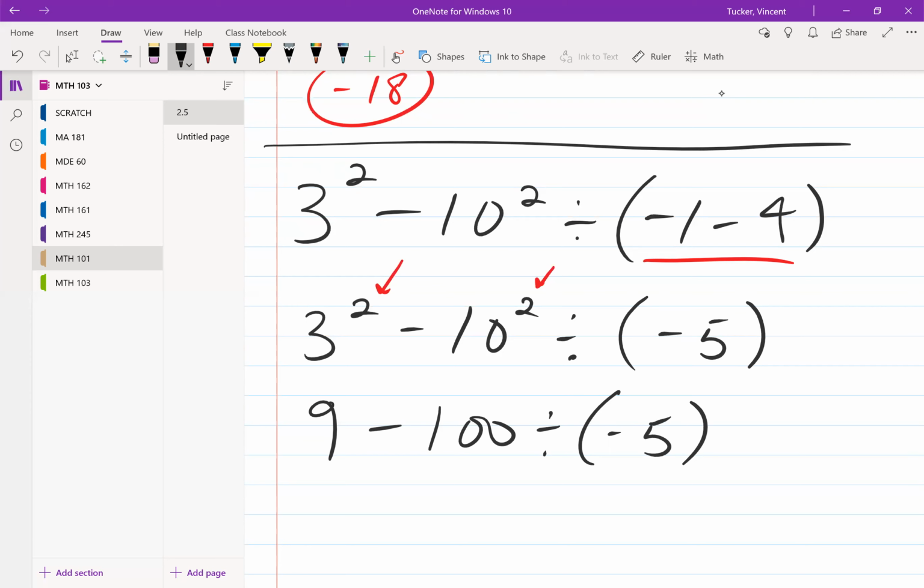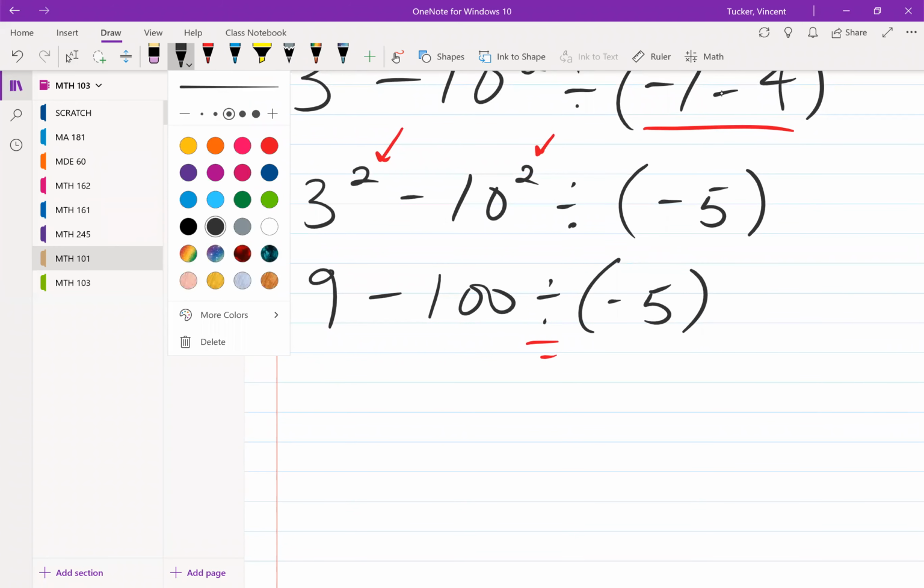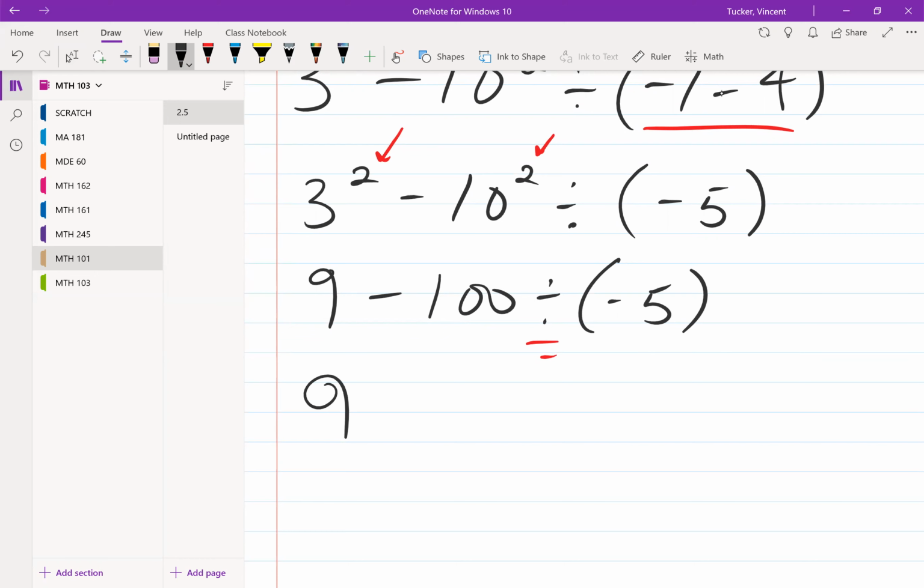So you have 9 minus 100 divided by -5. 100 divided by -5, what we would do next. So that's a -100. That minus sign is attached to the 100. So that's a -100 divided by -5, which would be +20. Negative divided by negative is positive. And then 9 plus 20 is 29.